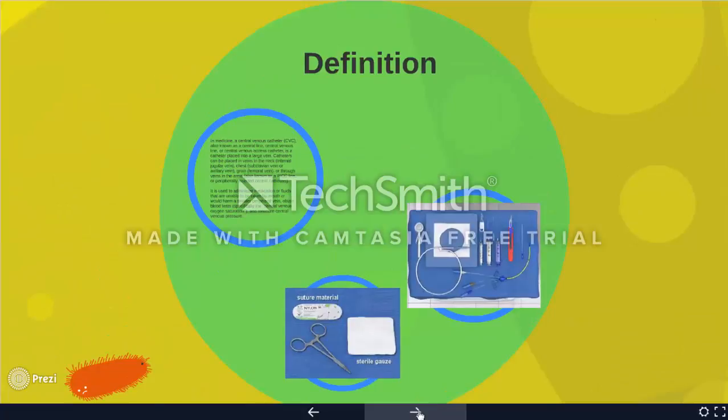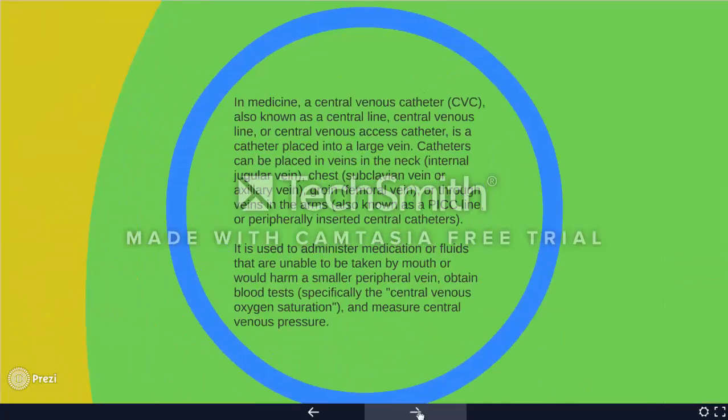Definition. In medicine, a central venous catheter is also known as a central line, central venous line, or central venous access catheter. It's a catheter placed into a large vein. Catheters can be placed in veins in the neck, chest, groin, or through veins in the arms.